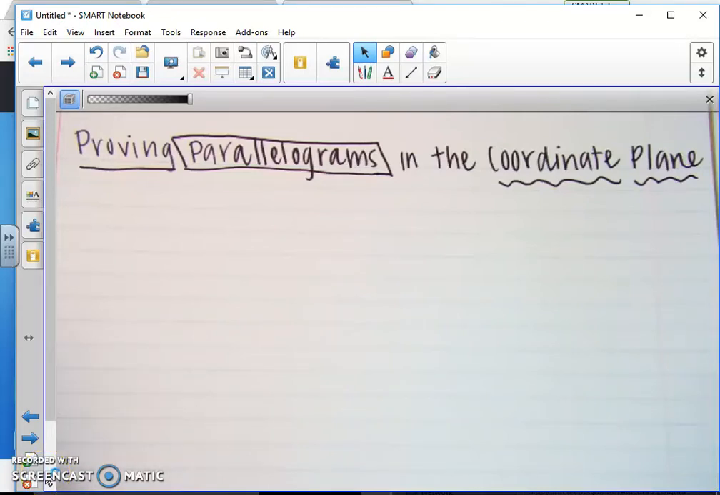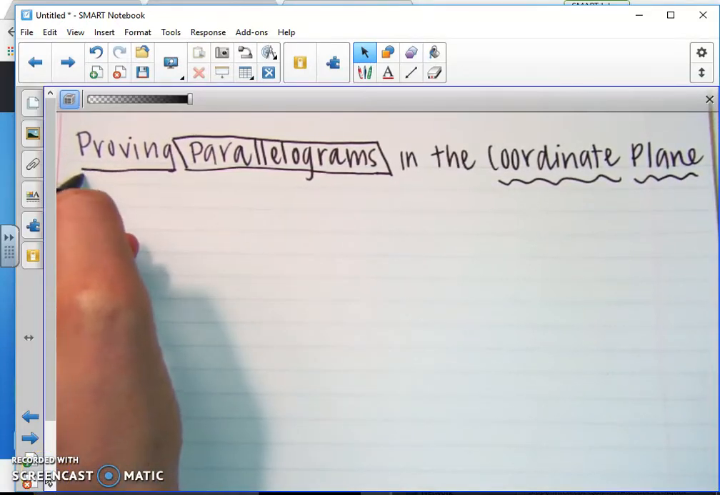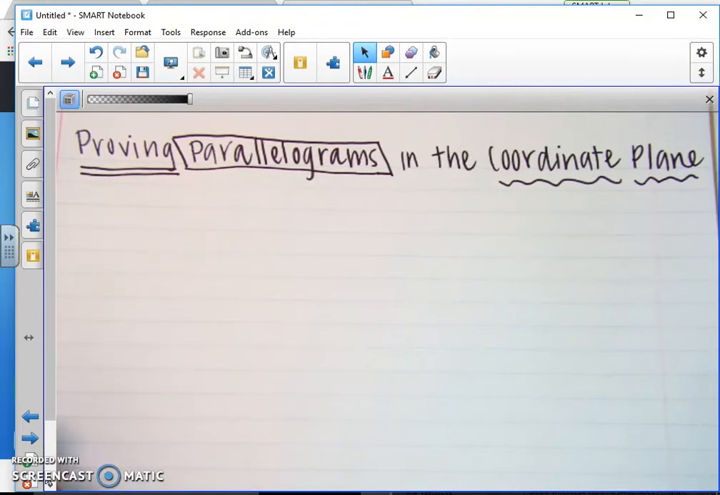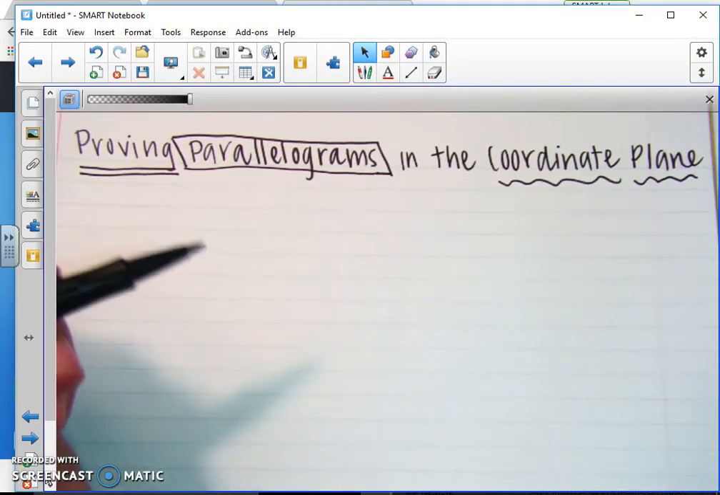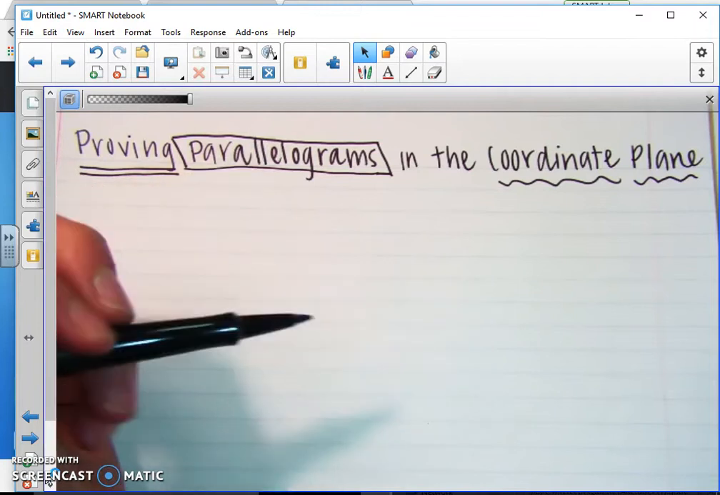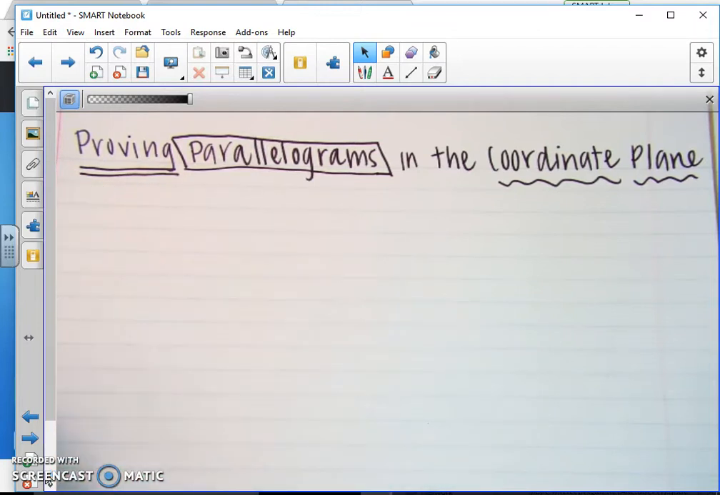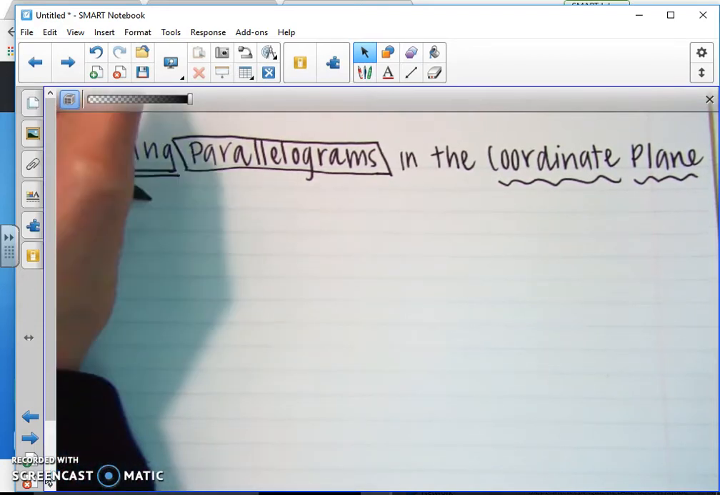Tonight's notes are getting started in learning how to prove parallelograms in a coordinate plane. So basically, we're going to be able to construct proofs and use methods such as the distance formula and the slope formula to decide whether a figure given points is actually a parallelogram. So it would be something like this.